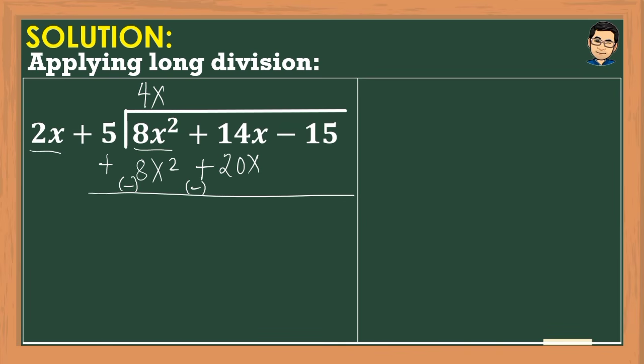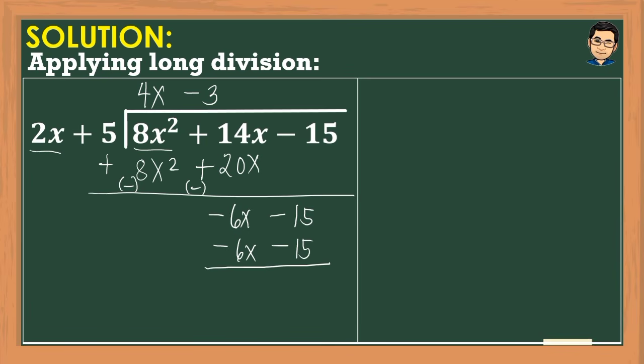So, 8x squared plus negative 8x squared, that is 0. And then, 14x plus negative 20x, that is negative 6x. And then, we bring down negative 15. Next, ganun ulit. Negative 6x divided by 2x, that is negative 3. And then, ibabalik natin negative 3 times 2x plus 5, negative 6x, and then negative 3 times 5, negative 15.